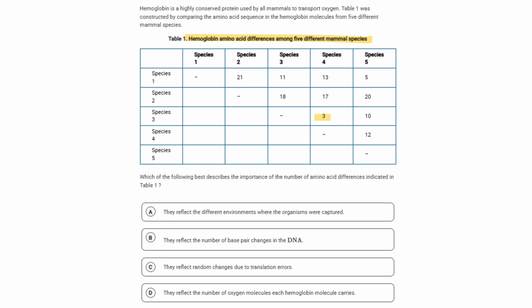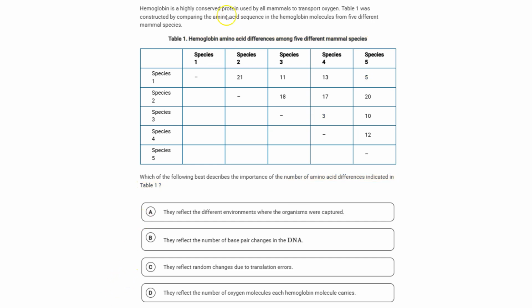I always like to circle low numbers right from the get-go. Okay, 3's there, 5's there, 10, 11 is kind of similar, right? Which of the following best describes the importance of the number of amino acid differences indicated in Table 1? Why are we even looking at this is the question. Okay, pause. Go ahead and answer.